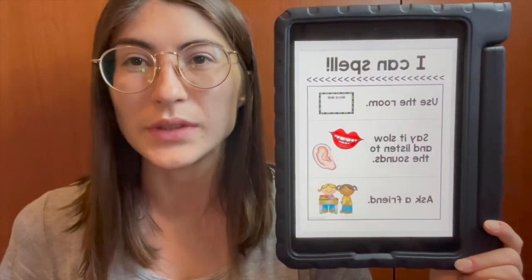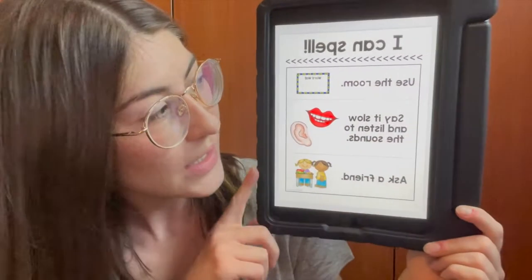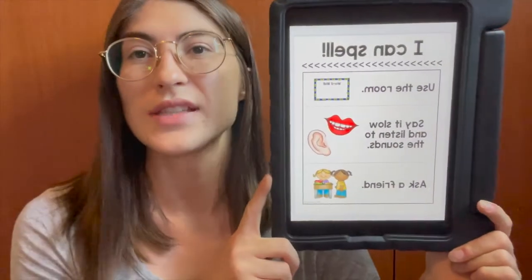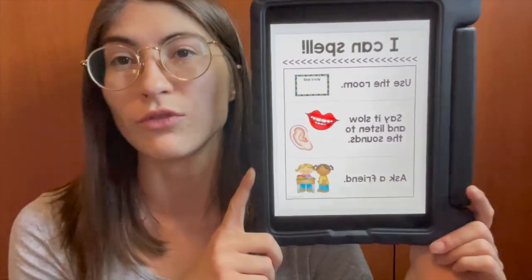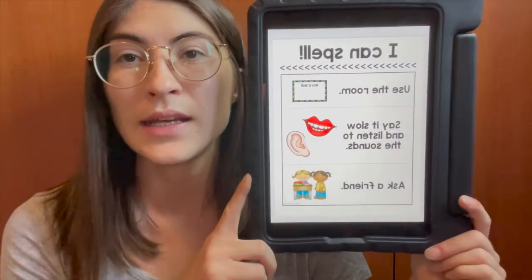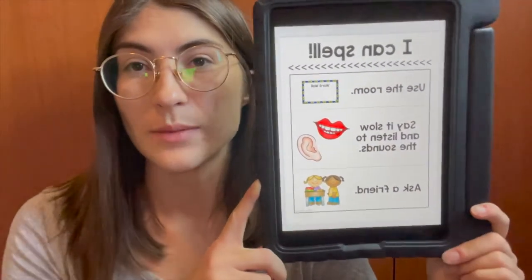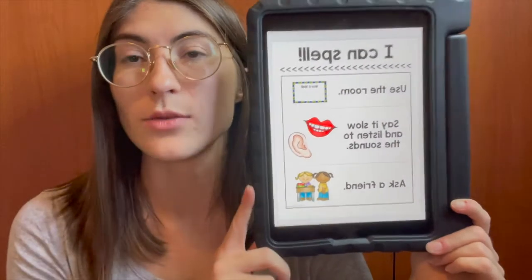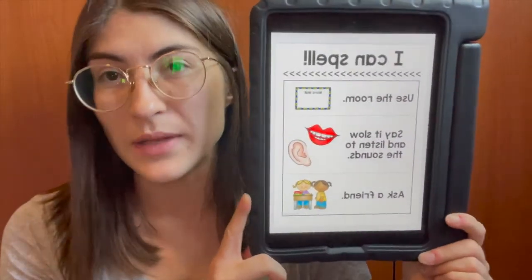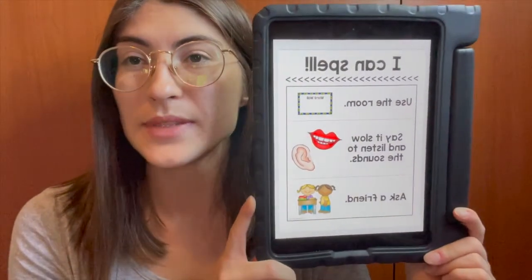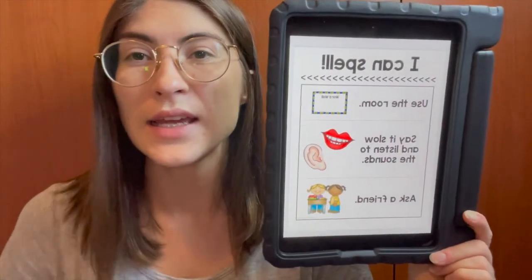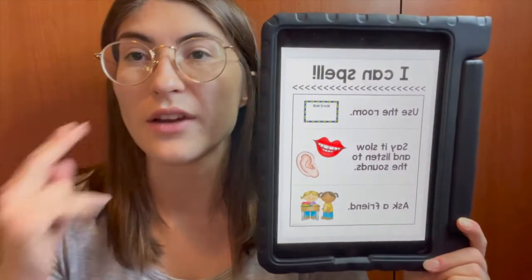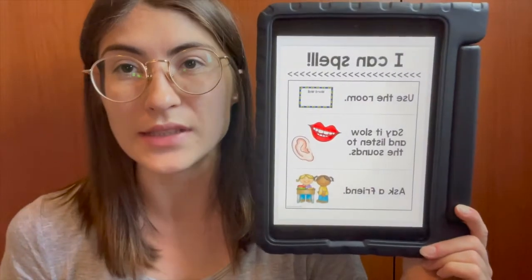The last tool in the middle section is this chart here, and this gives students ideas of how they can write and spell words. Now, what we encourage them to do is first to always use the room. So this can mean a few different things. A lot of times there are words all around us, and so we can use the words that we already see around us to help us write words.